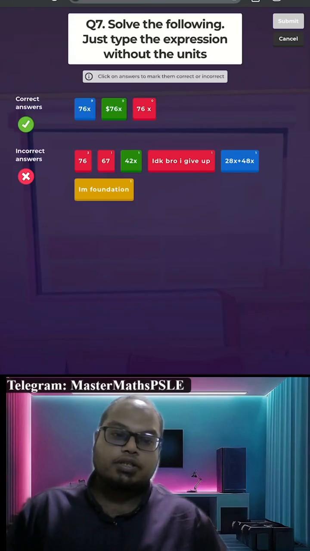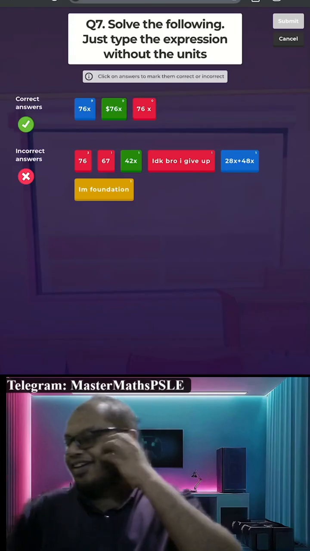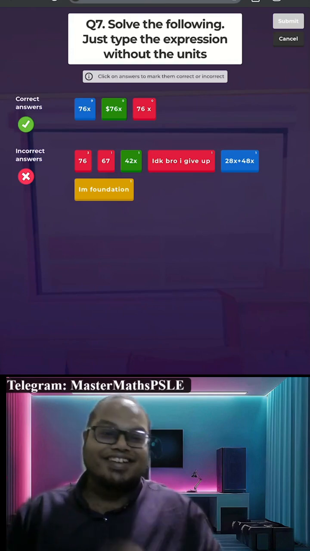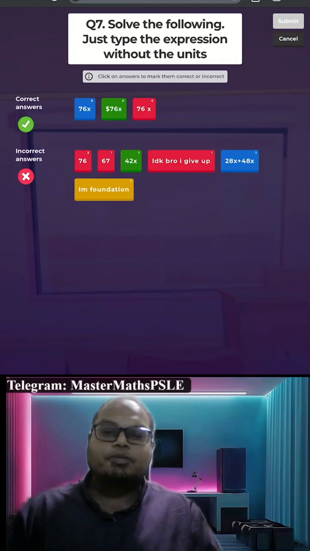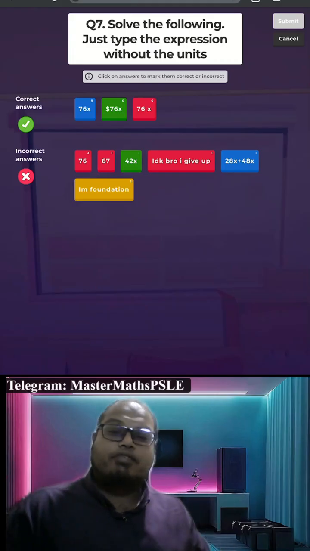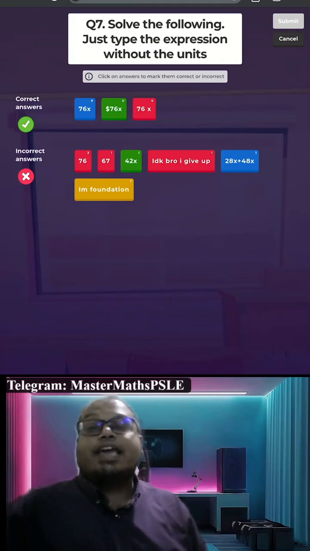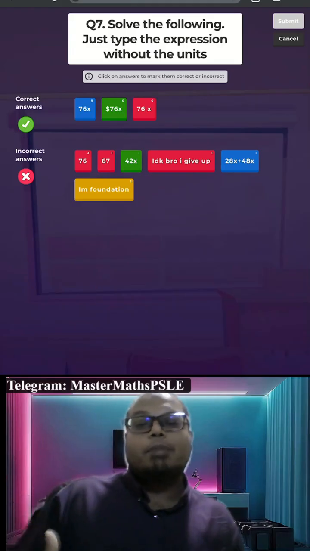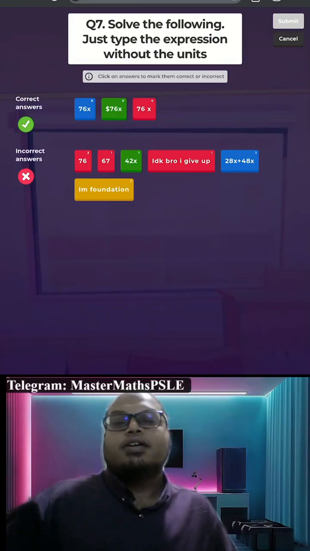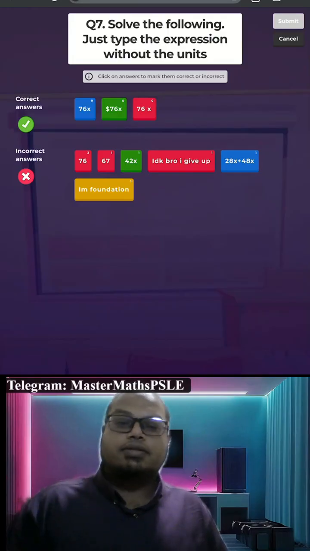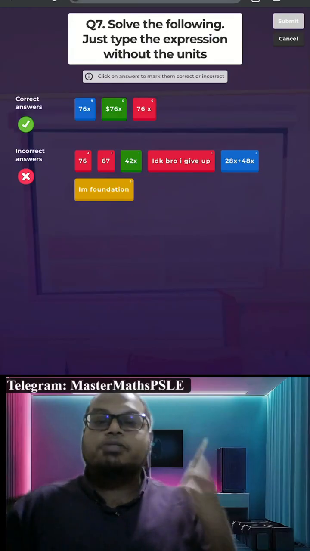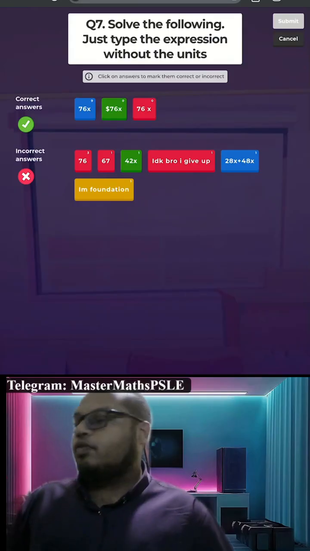X in terms is unknown. In algebra, if it comes with an alphabet, you count it like an object. If we are counting pens, then we say 10 pens or 10 pencils, right? So the X is like the object. Think of it that way.